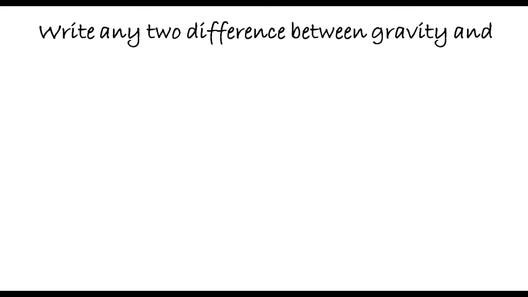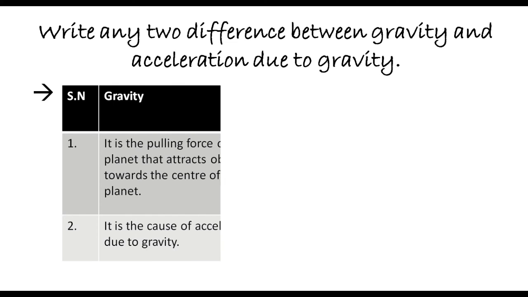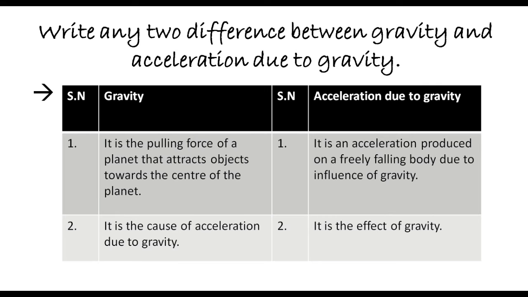Let's see question number 3. Write any two differences between gravity and acceleration due to gravity. Let's see the answer. Gravity. Number 1. It is the pulling force of a planet that attracts objects towards the center of the planet. Number 2. It is the cause of acceleration due to gravity.